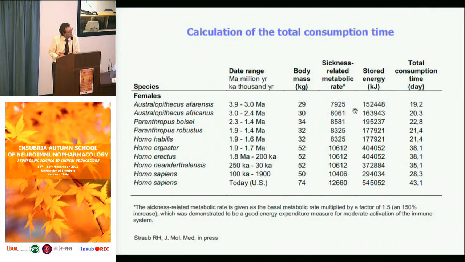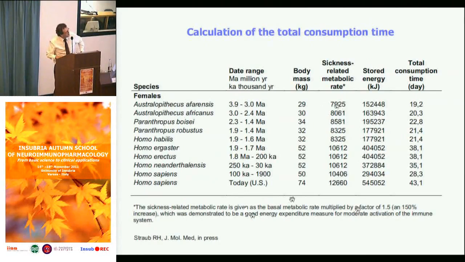And when you use a sickness-related metabolic rate that is mentioned here, the sickness-related metabolic rate is given as the basal metabolic rate multiplied by the factor of 1.5. The 1.5 is a very good number because Frank Buttgereit showed in immune cells that if you activate immune cells, they raise the energy expenditure by the factor of 1.5. So I use the 1.5 as a good measure here. So the sickness-related metabolic rate is this here.